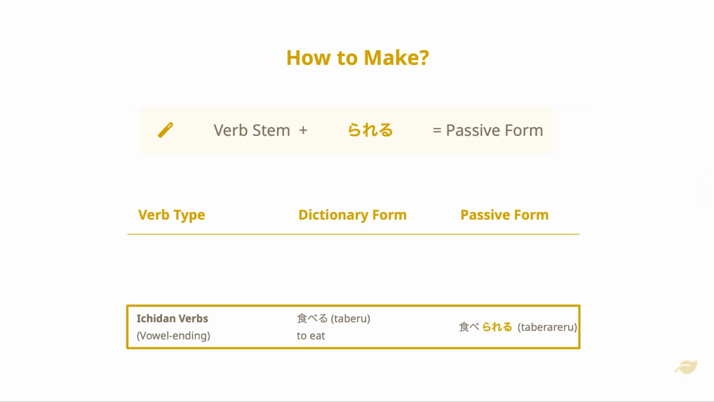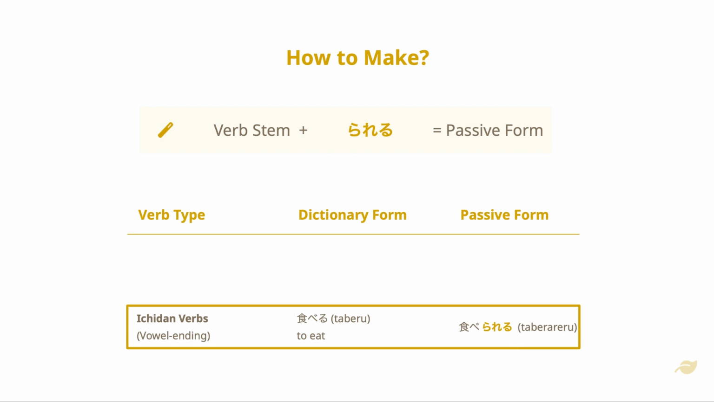And for Ichidan verbs, the stem isn't changed. For example, 食べる is changed to 食べない、食べます、食べて、食べよう. So for every form, we have 食べ. We call 食べ the stem. So we can just use the verb stem and add られる to make the passive form. So 食べる is changed to 食べられる, 食べられる, to be eaten.